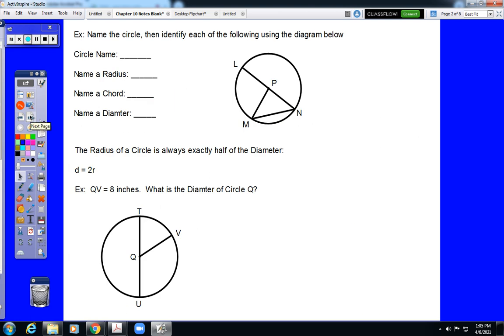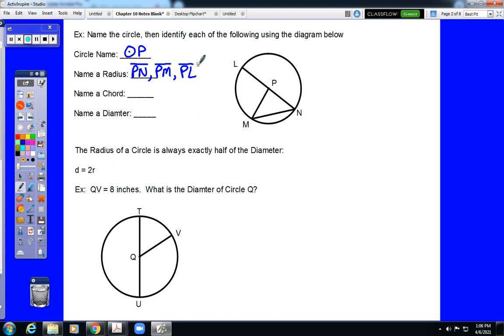Name the circle. Identify each of the following using the diagram below. What is the name of that circle? Circle P. Outstanding. That is circle P. P is the center. We name the circle based on the center. So it's circle P. Somebody tell me a radius. PN? Sure. PN works. Give me another one. PM. Very good. There's one more in the picture. PL. Any one of those three segments would work just fine. Remember, those letters could be switched, and that would be fine as well. You don't have to name the center first. You just have to name the endpoints.